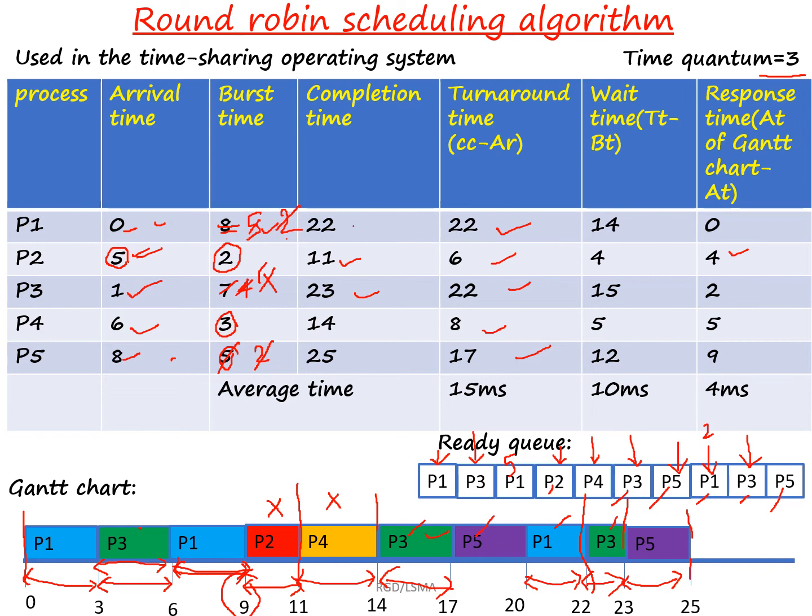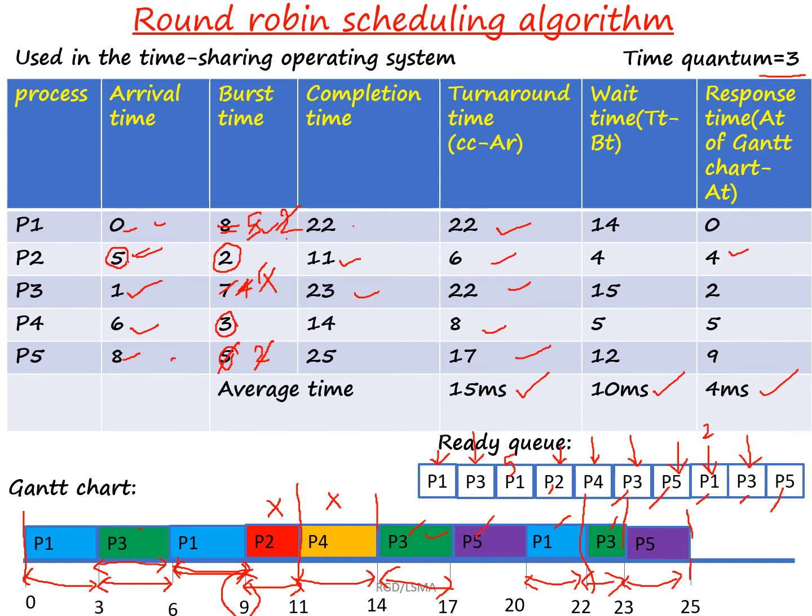After which you can calculate the average of the turnaround time, wait time and response time. If you take the average of the turnaround time, you will get 15 milliseconds, for wait time you will get 10 milliseconds, and for the average response time you will get 4 milliseconds. So this is the round robin scheduling algorithm.